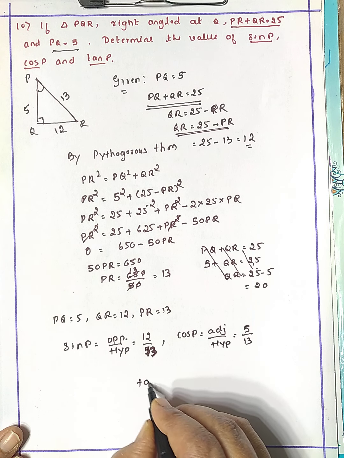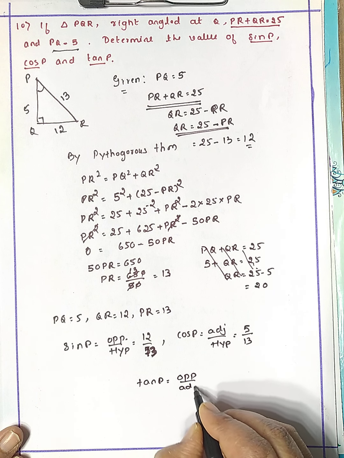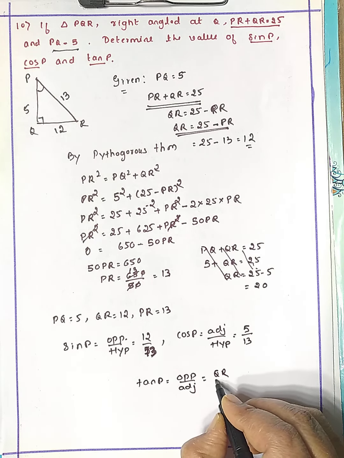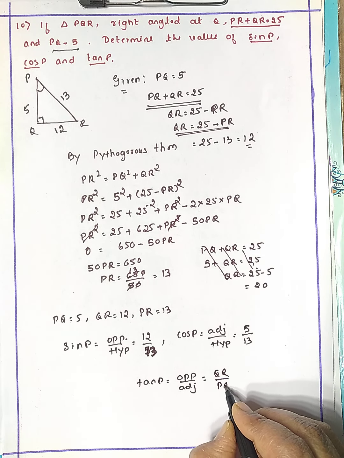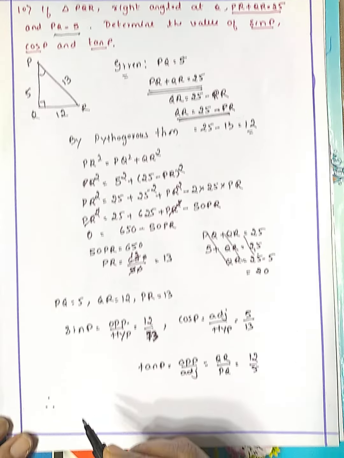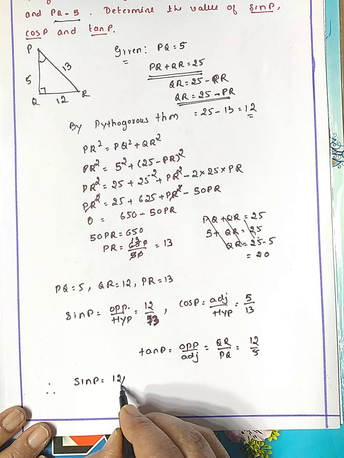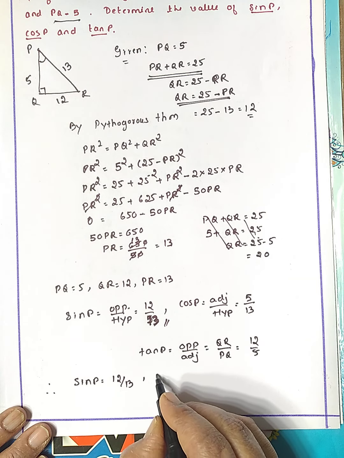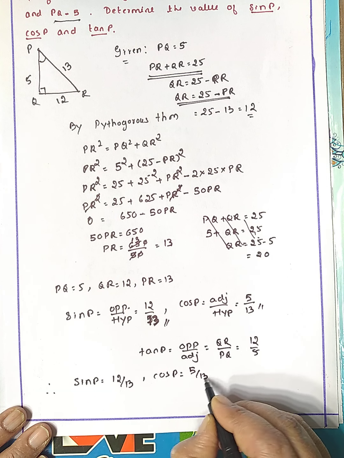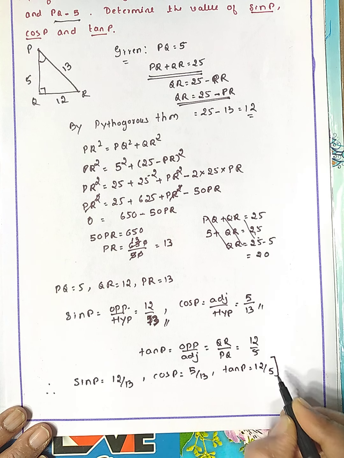And then tan P. Tan P is opposite by adjacent. Opposite is QR and adjacent is PQ, that is 12 by 5. Therefore sin P equal to 12 by 13 and cos P equal to 5 by 13 and tan P equal to 12 by 5.